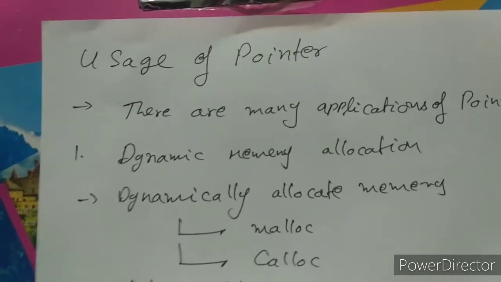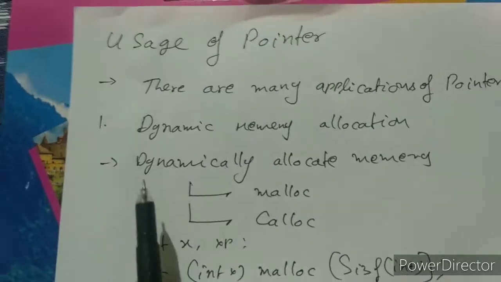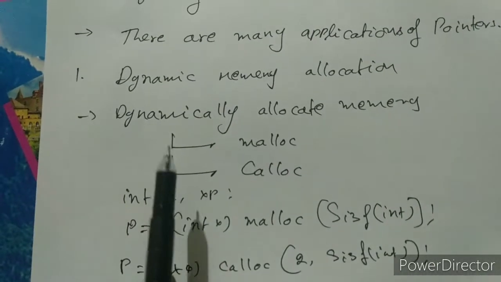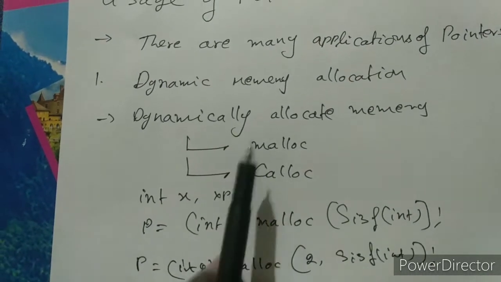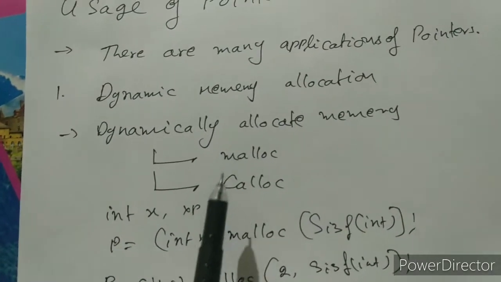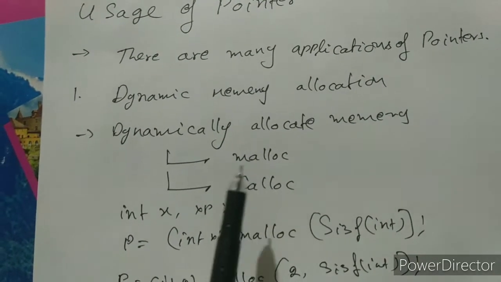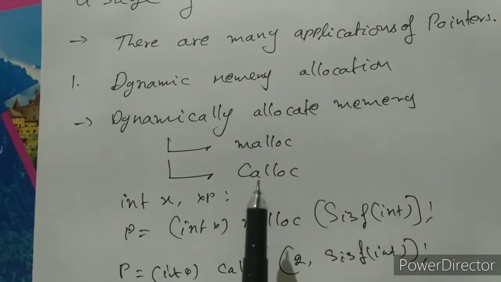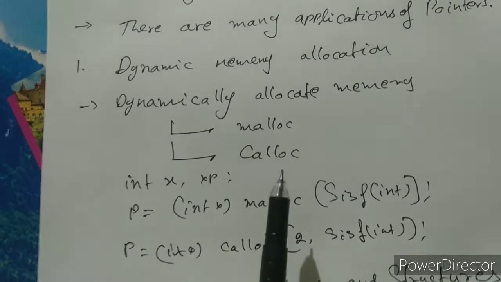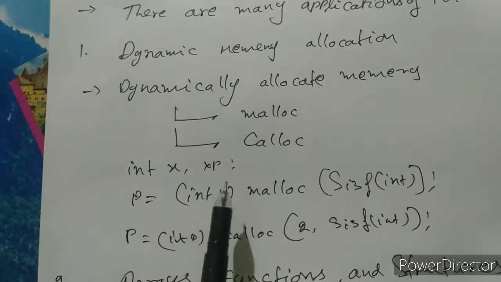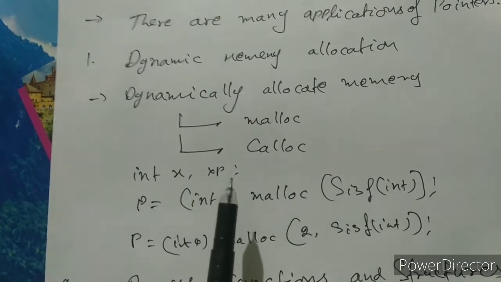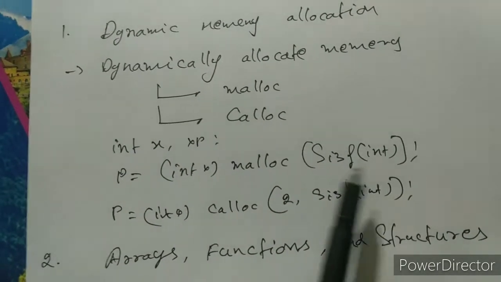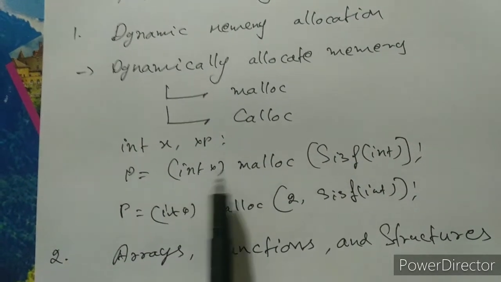One is dynamic memory allocation. Here we can dynamically allocate the memory in the user space. We are allocating the memory in the user space. For some programmers, these prototypes are available; you can check malloc and calloc in detail. Suppose int x, star p is the pointer. Here p is equal to int star p, malloc size of int. Like that, we can allocate the memory.